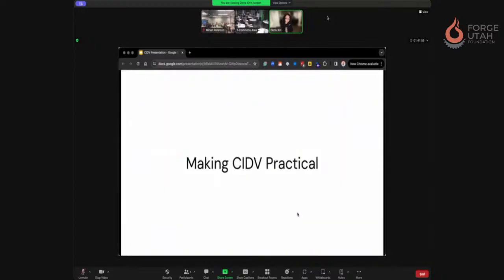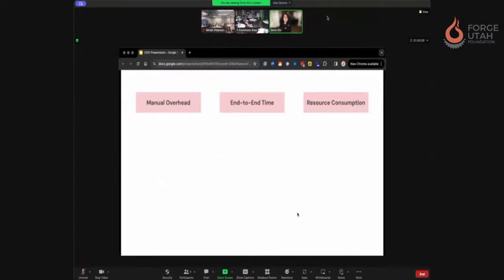Okay, so we talked a lot about what CI/CD is, and we talked a lot about why it's really hard. So let's talk about how we can actually make it happen, make it practical. The challenges we just talked about fall into 3 different buckets. There's the manual overhead of I have to introduce all of these checks, and I have to maintain and manage them. The end-to-end time, right? A lot of this is about our pipeline SLA, but also human time. And of course, the resource consumption.